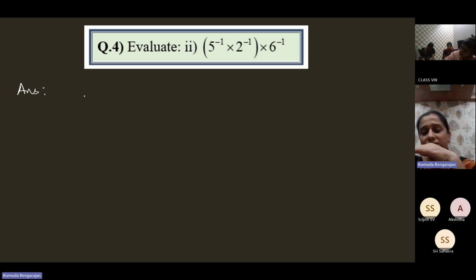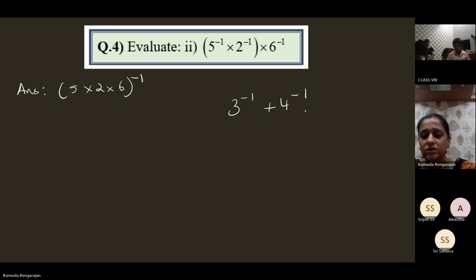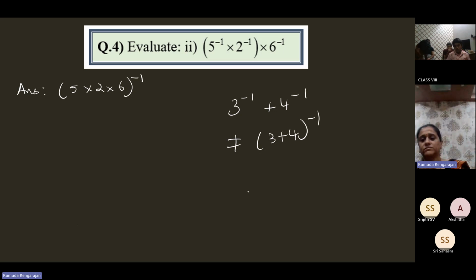Okay. So here the bases are different, but the power is the same. And it's multiplication, so you can multiply the bases. You can multiply all the bases and raise it to the same power, minus 1. You can do all this only when it is multiplication or division, not for addition or subtraction. Supposing it was 3 to the power minus 1 plus 4 to the power minus 1, you cannot write this as 3 plus 4, the whole power minus 1. You cannot. But if it is multiplication, then you can do it.